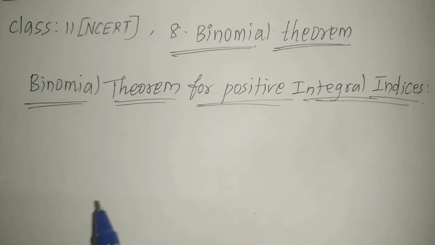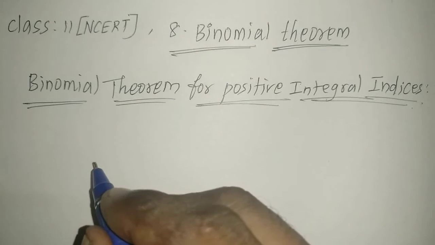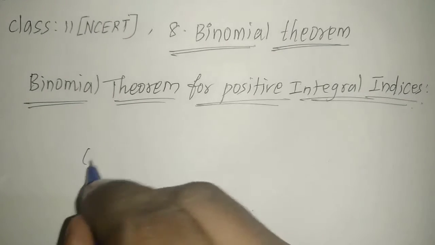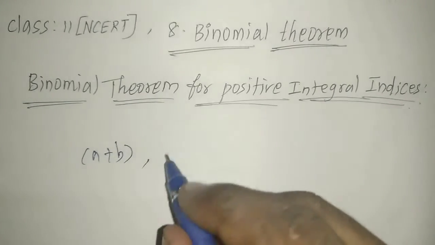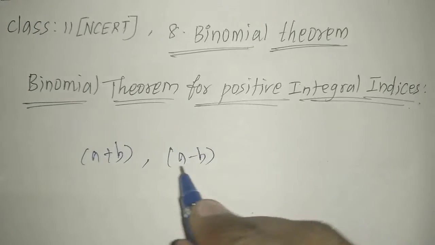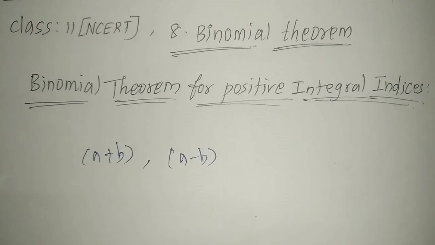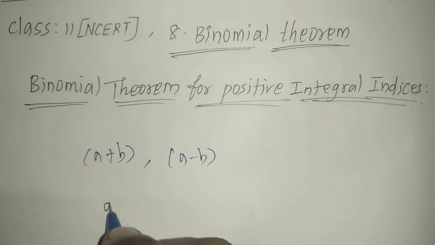So first, what is the binomial, and why are we using the binomial theorem? In the earlier classes we learned how to take squares and cubes. We know very well a plus b whole square, whole cube, or a minus b whole square, whole cube. Based on this we used many things by using the square and cube formulas.